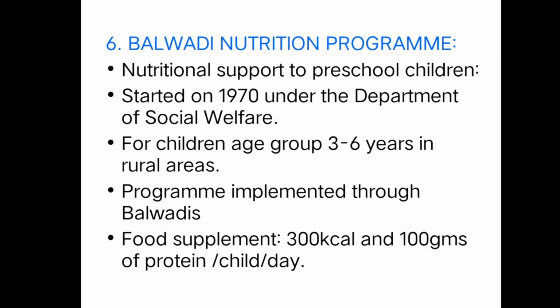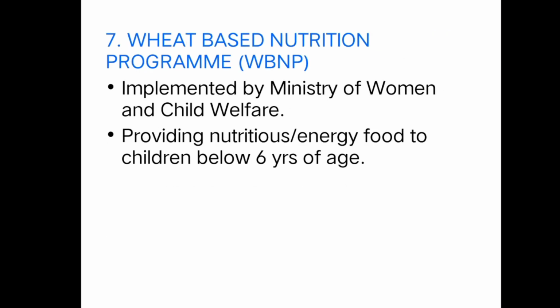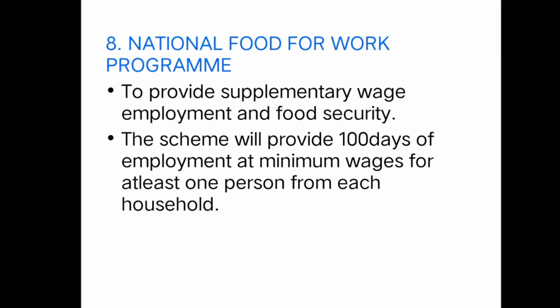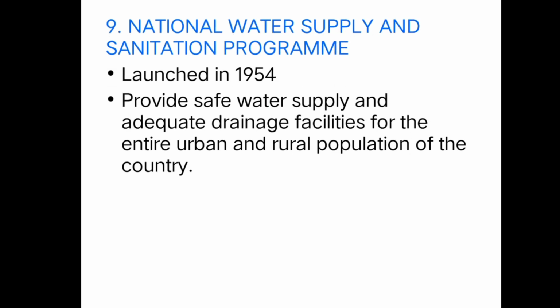Next is the Balwadi nutrition program. This provides nutrition support to preschool children. It was started in 1970 under the Department of Social Welfare for children in the age group between 3 to 6 years in rural areas. Food supplements of 300 to 1000 kilocalories are initiated. Next is the wheat based nutrition program, which is implemented for children below 6 years of age. Then the National Food for Work program provides supplementary wage employment and food security. The scheme provides 100 days of employment at minimum wages to the person.